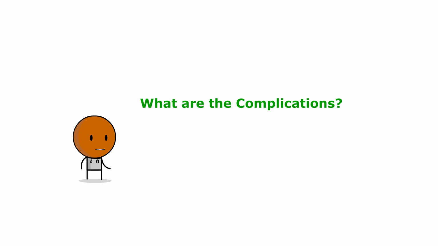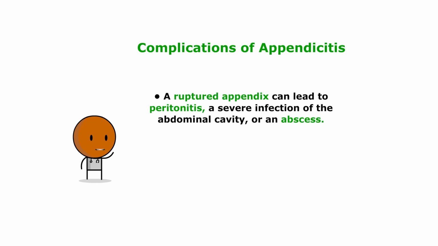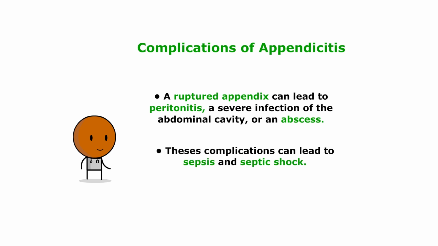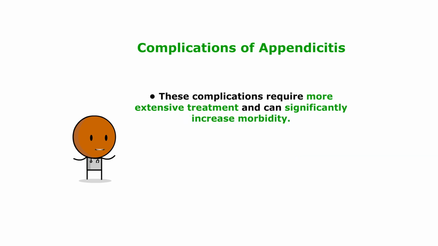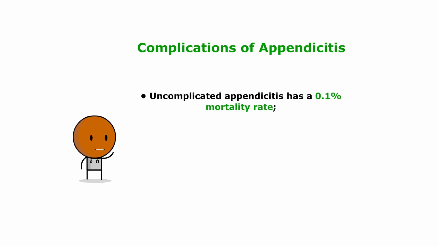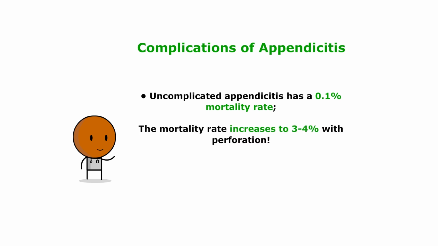So, what are the complications of appendicitis? One of the most dangerous complications of appendicitis is rupture. A ruptured appendix can lead to peritonitis, a severe infection of the abdominal cavity, and or abscess. Now, these complications can lead to sepsis and septic shock. These complications require much more extensive treatment and can significantly increase morbidity. Uncomplicated appendicitis has a mortality rate of 0.1%, but this mortality rate exponentially increases to 3 to 4% with perforation.